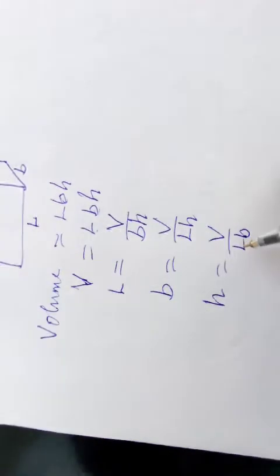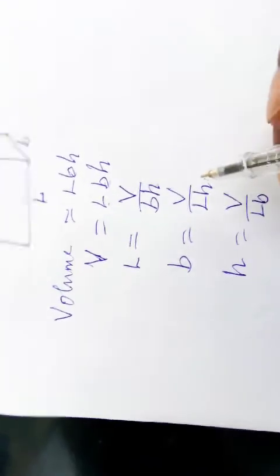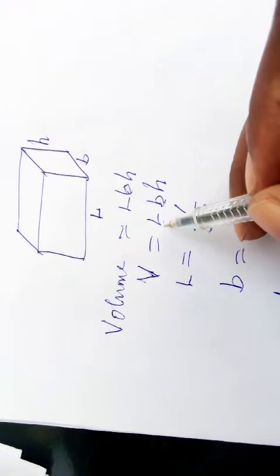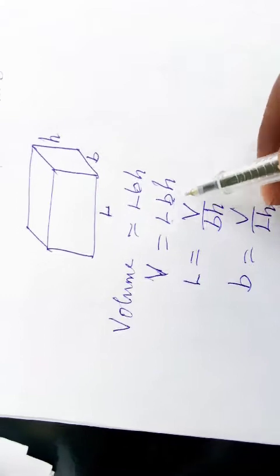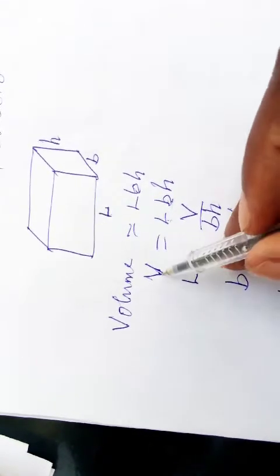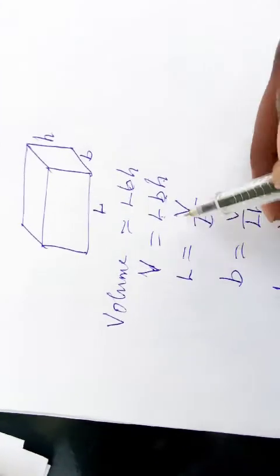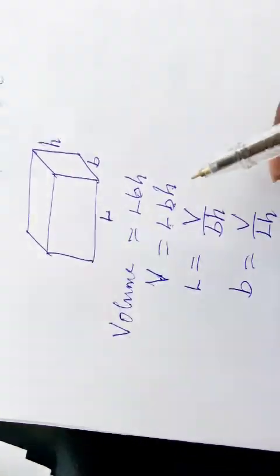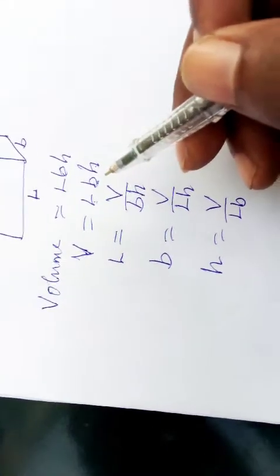Now it is very easy to remember these formulas. All you need to know is that when you take away B, it will be V over LH. If you take away L, it will be V over BH. If you take away H, it will be V over LB. Is that clear? I know you understand that.